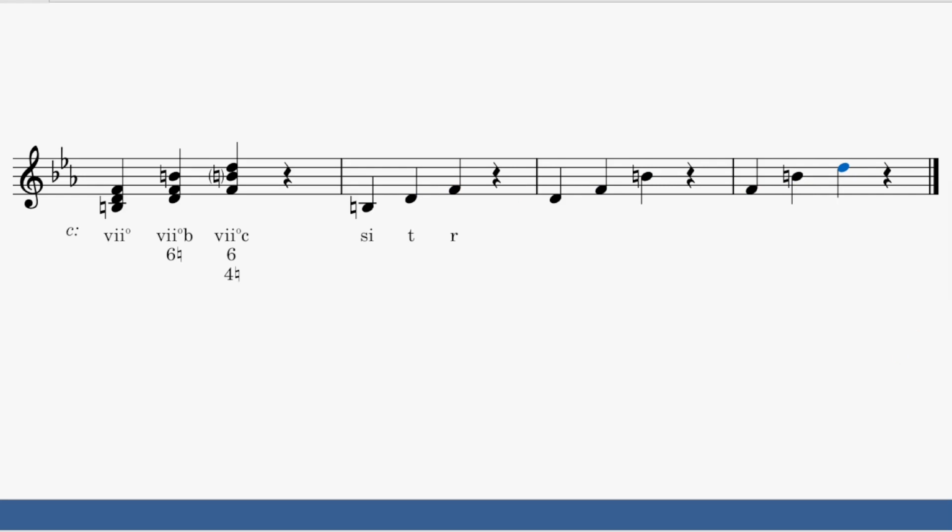Alright, in this video, we have learned how to identify the root position, first inversion and second inversion of a triad, both in major key and minor key.